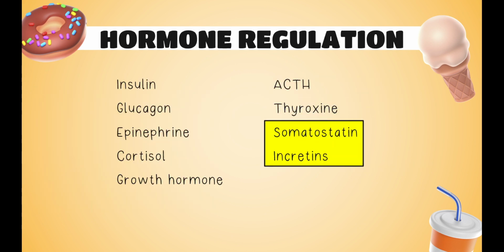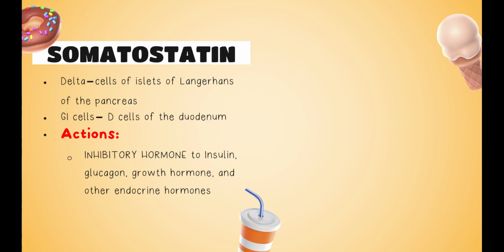So next, last two for our hormone regulation, we have your somatostatin and your incretins. Now, for your somatostatin, it is secreted sa delta cells ng ating islet of Langerhans. Other than sa pancreas, kids, it is also being secreted in the duodenum, specifically on the GI cells of your duodenum. GI cells is like the D cells or delta cells of your islet of Langerhans. Now, remember what I have mentioned, the somatostatin is actually just in between. Pwede siya maka-increase, pwede siya maka-decrease. Why? Look at the action of your somatostatin.